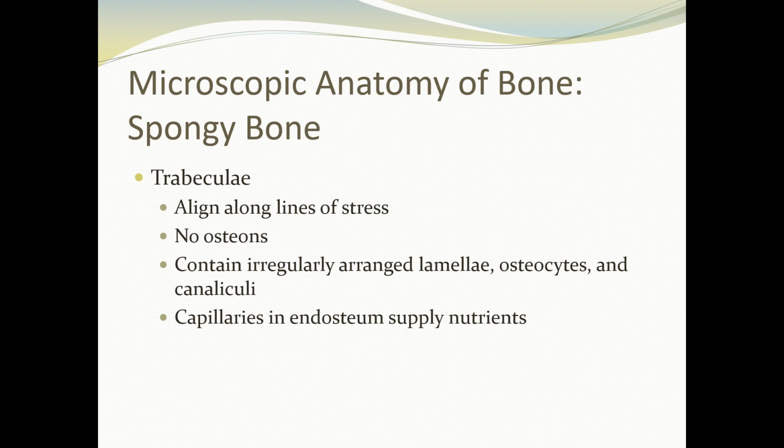Now let's talk a little bit about the microscopic anatomy of spongy bone. So there will still be the osteogenic stem cells. There will be osteoblasts, osteocytes, and osteoclasts. The trabeculae, as mentioned before, are going to run along lines of stress, and there's not going to be an osteon. There will be lamella, though, but the lamella are irregularly arranged. And there will be capillaries running throughout the endosteum to supply nutrients.